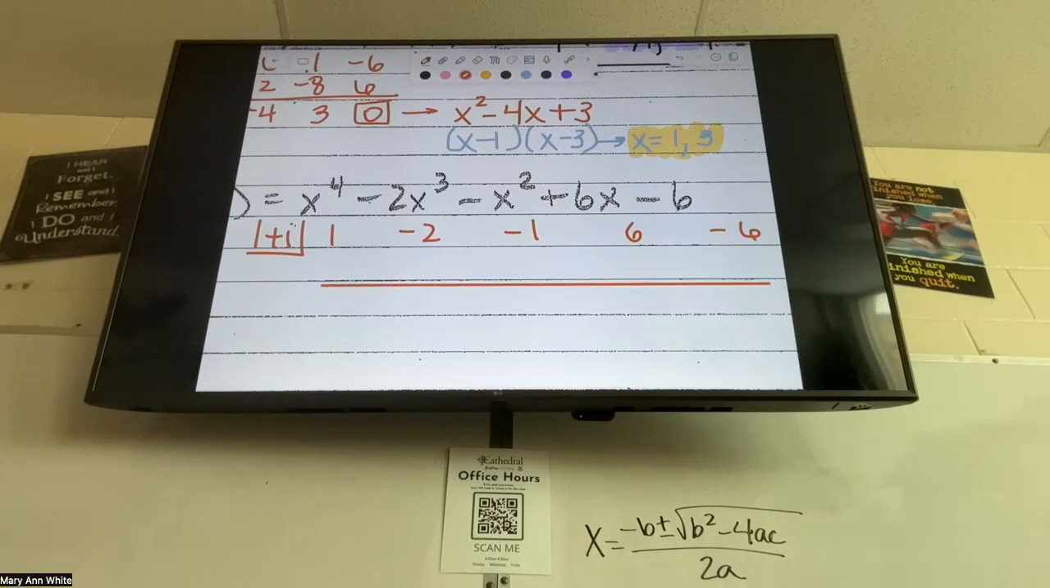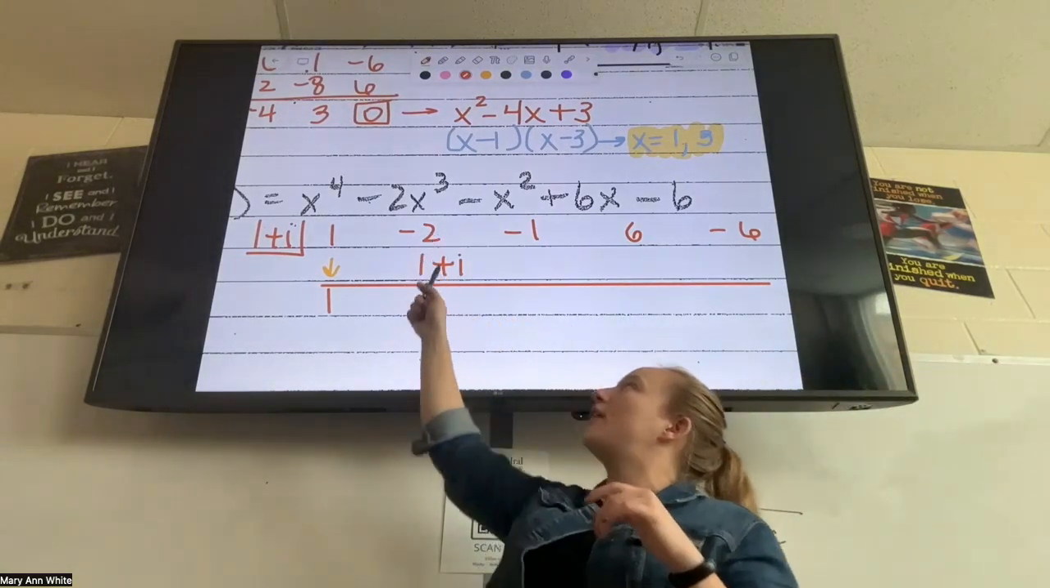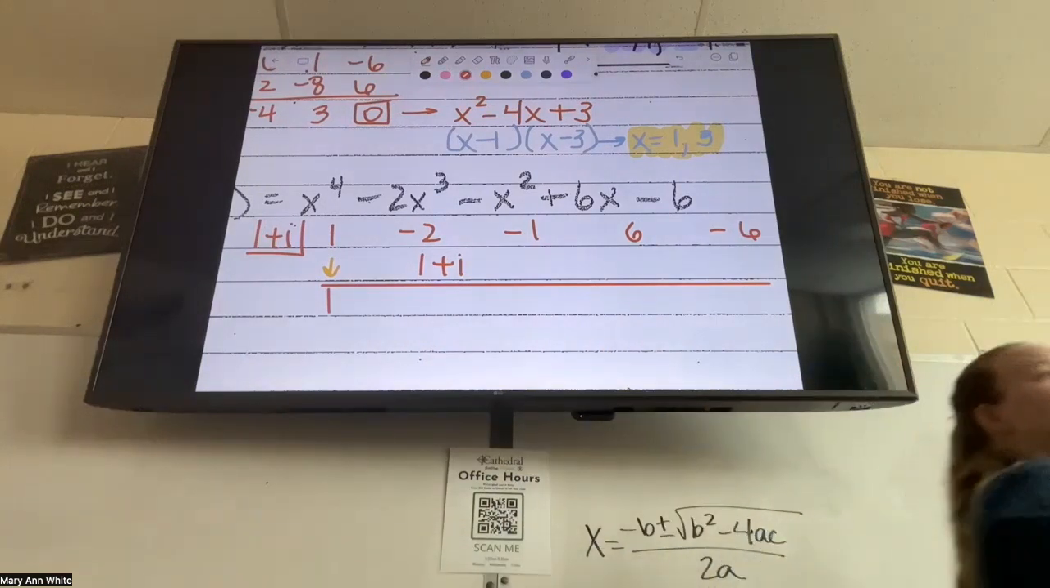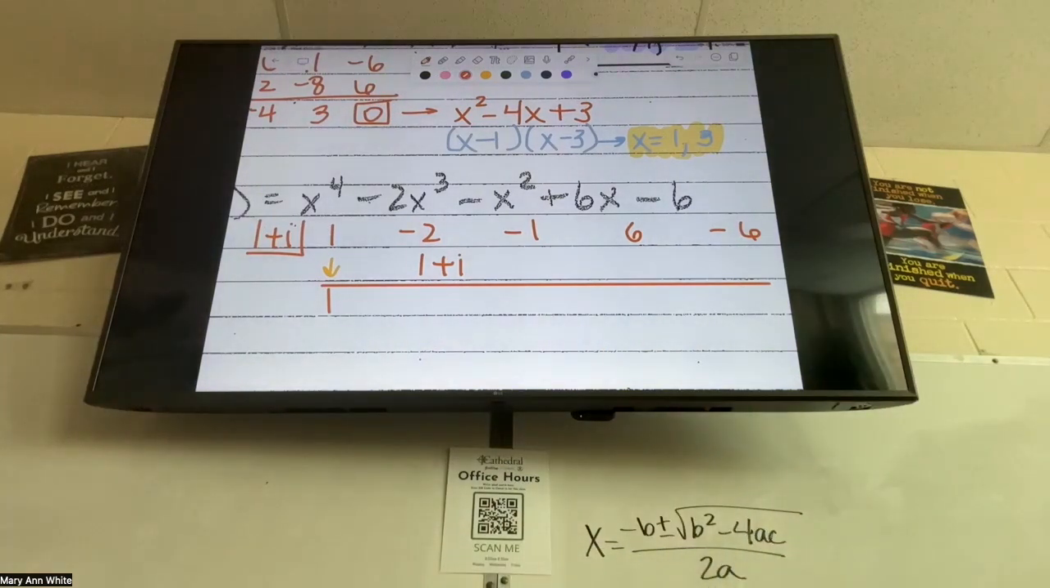Oh, it's because I'm multiplying by a binomial, not just a number. Okay, so let's bring down that 1. I'm going to bring that 1 down and multiply it by 1 plus i. Well, 1 times anything is itself, so I'm now going to write 1 plus i up here. But notice that I stacked the 2 real numbers together and put the i off by itself. You cannot combine that -2 with the i, but you can combine it with that +1.